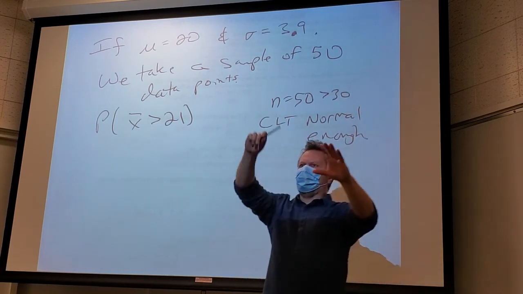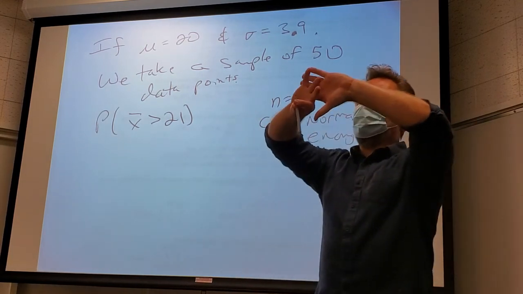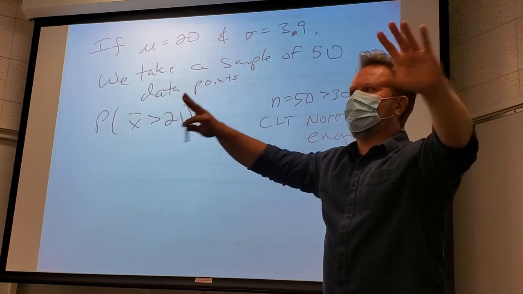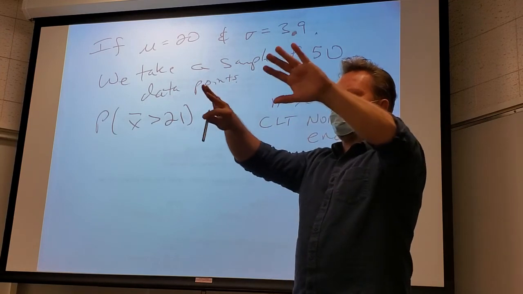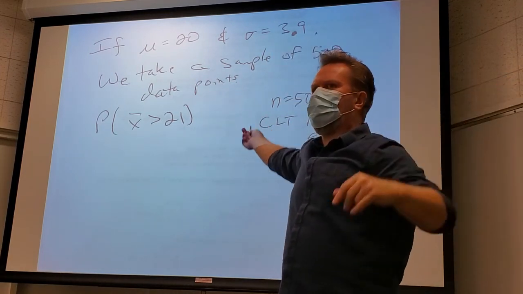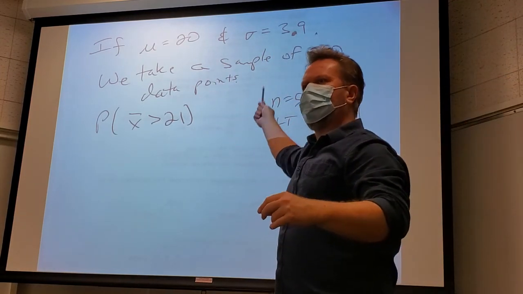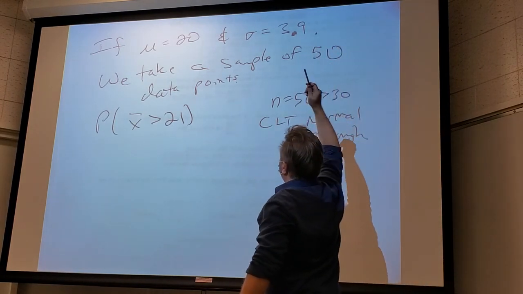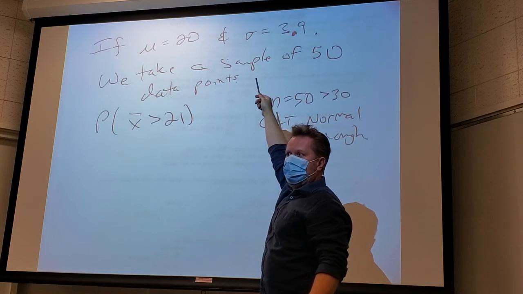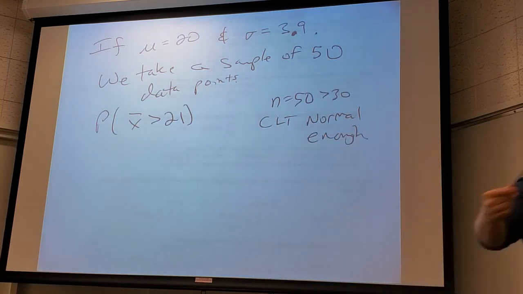So what kind of picture do I need? I need a picture that represents how all the groups of size 50 are distributed. The one that represents all the individuals has nothing to do with my problem. I'm talking about a group of 50 people. So this standard deviation they gave me is for individuals. How do I change it into the one that works for groups of 50?